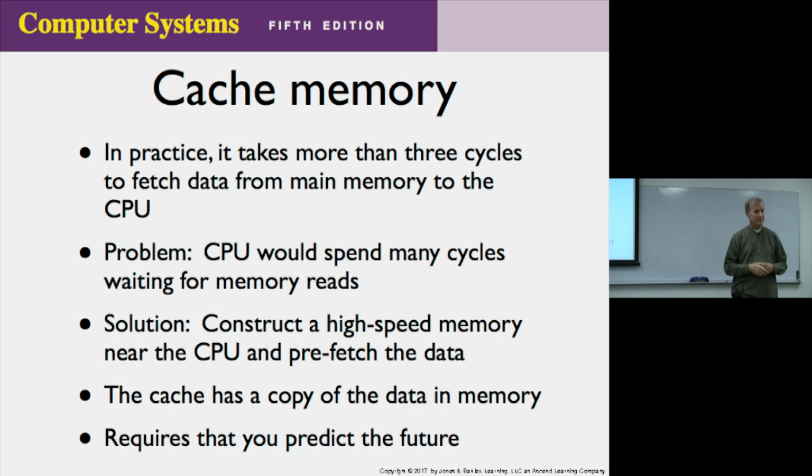So here's the idea behind cache. Well, first of all, in our simple little model, it just took 3 cycles. In practice, it might take a whole lot more than 3. That was just an example to get us used to being able to analyze the concept. But in a real system, what if it took like 10 or 12 or something like that? Man, can you imagine how much time you'd be spending just waiting? So the problem is the CPU would spend many cycles waiting for memory reads.